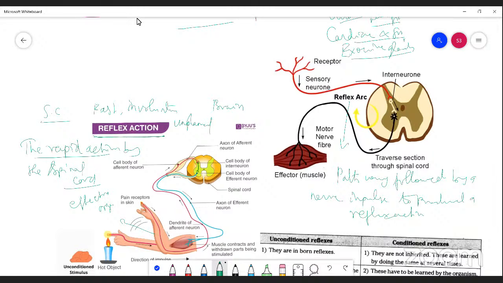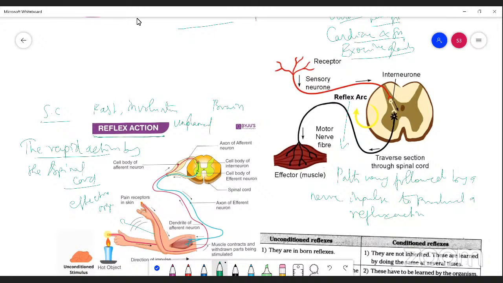What is reflex action? The rapid action by the spinal cord. That means the action takes place by the spinal cord, not by the brain. That is called the reflex action. It is a fast action, also involuntary and unplanned. These actions are carried through one pathway. The pathway followed by a nerve impulse to produce the reflex action is called the reflex arc.